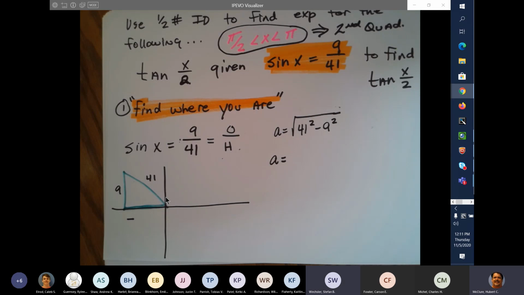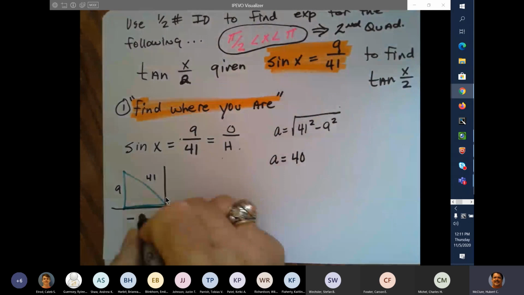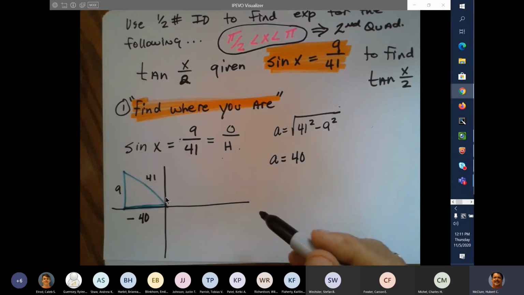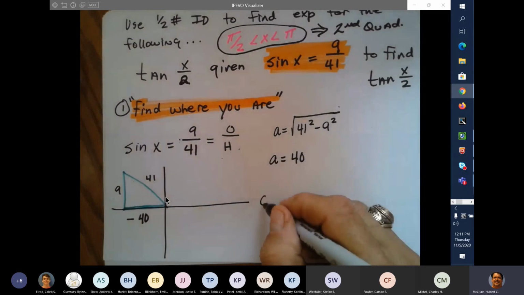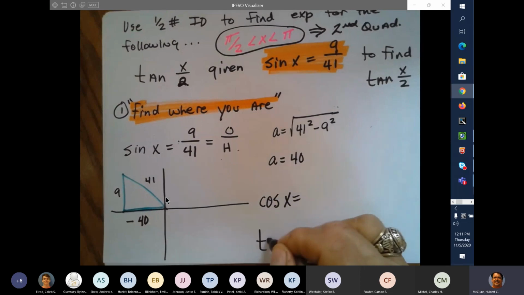$40. 40, good job, that's what I got. So our adjacent is 40. Okay, now I want you to write down, after you do that triangle, the cosine and the tangent.